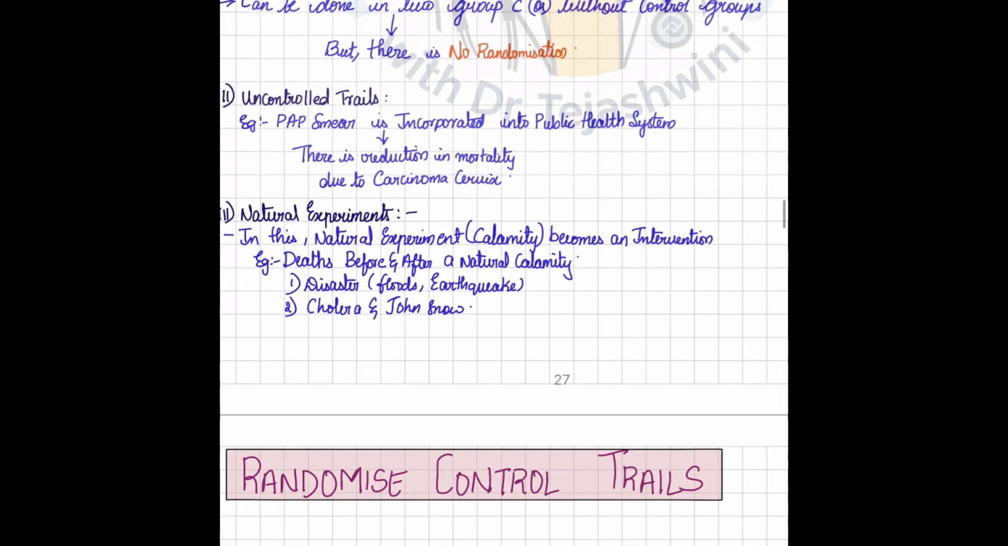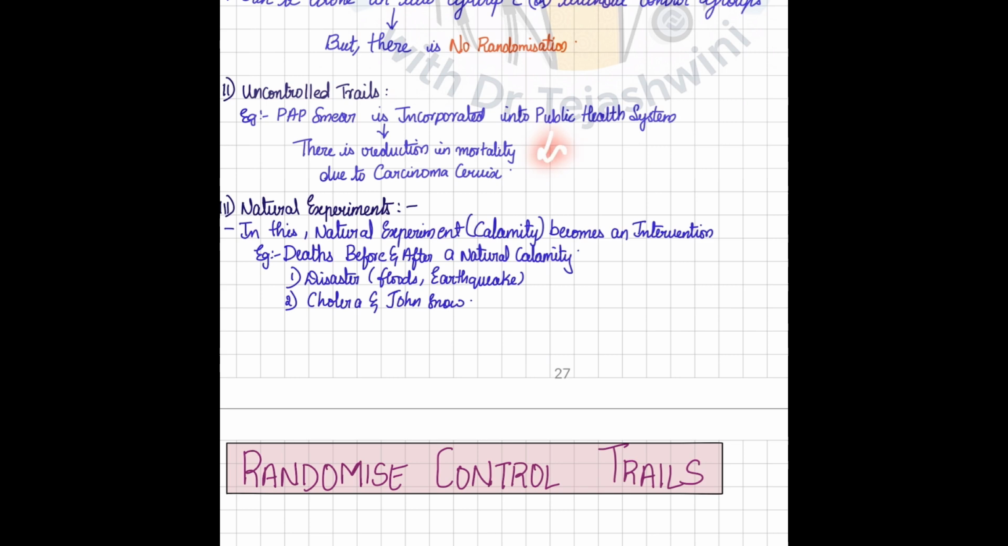Uncontrolled trials. In some studies, there's no control group for comparison. For instance, the Pap smear intervention in public health systems has significantly reduced mortality due to cervical cancer. The major drawback here is the lack of a comparison group, which makes it hard to attribute outcomes solely to the intervention.